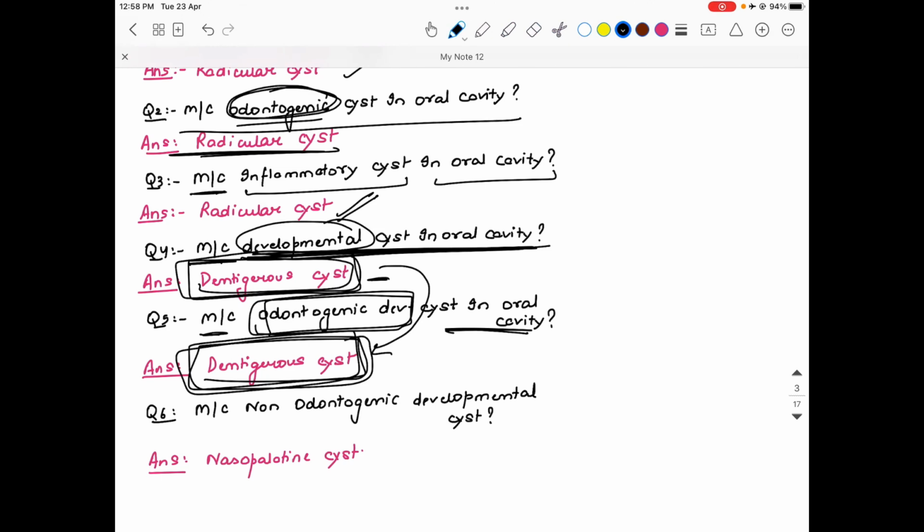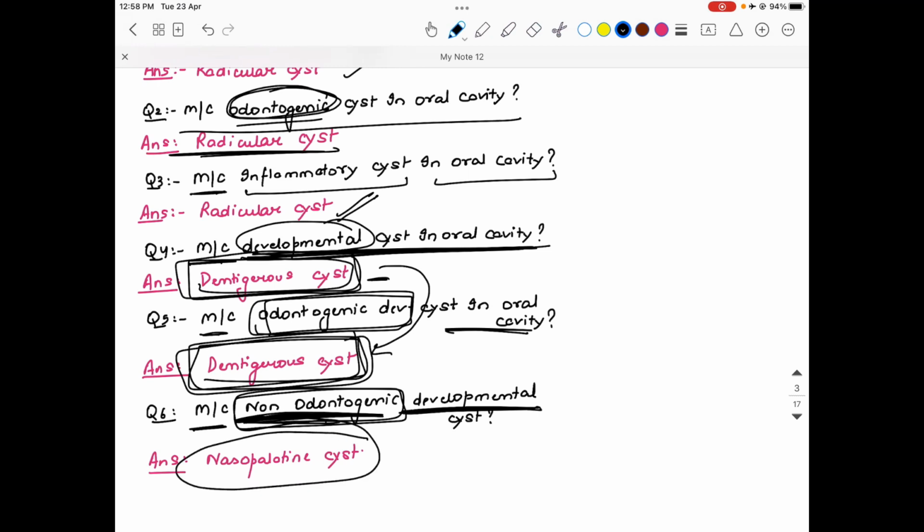The next question, most common non-odontogenic developmental cyst. Which is the most common non-odontogenic developmental cyst? Now the answer becomes nasopalatine cyst.